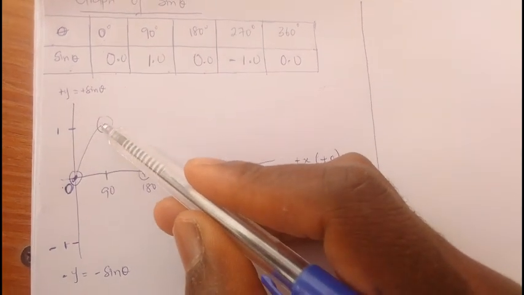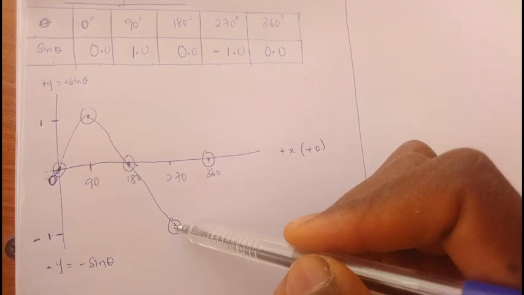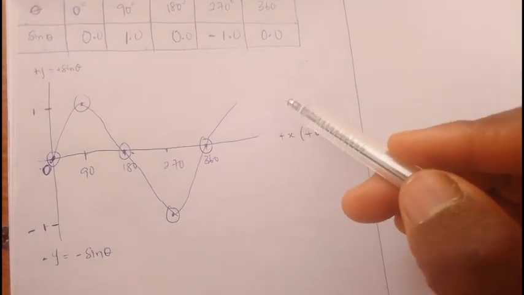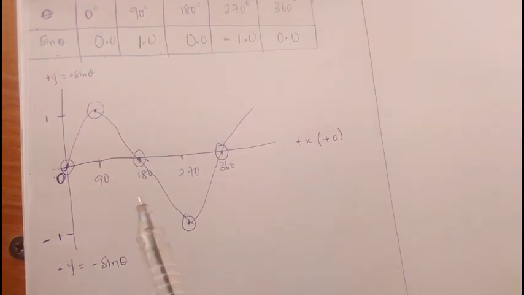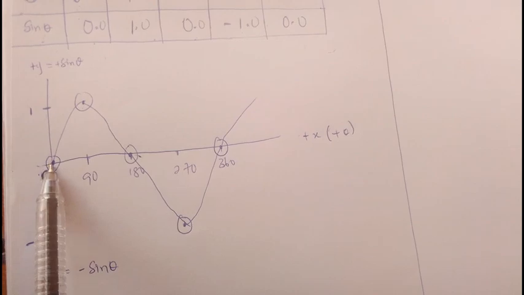This is the graph of sine theta. It continues going in this wavy-like direction starting from 0. In our next video, we'll be looking at that of cos theta.